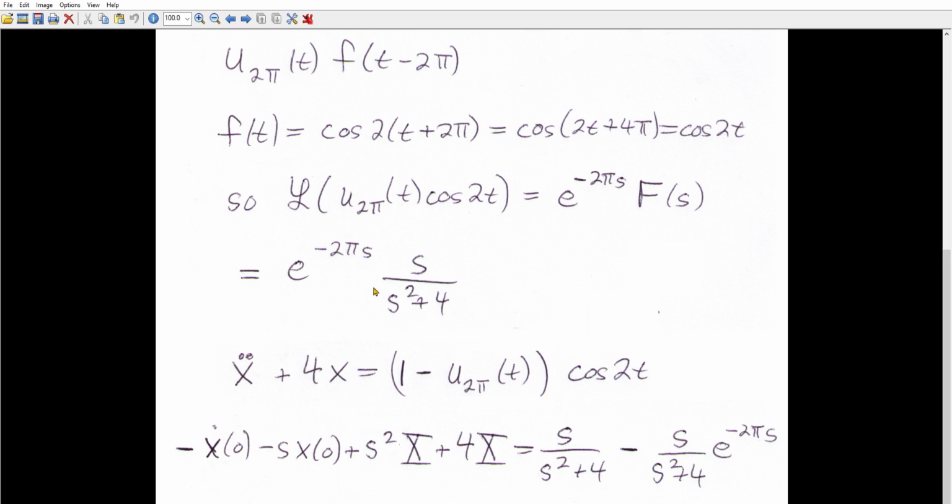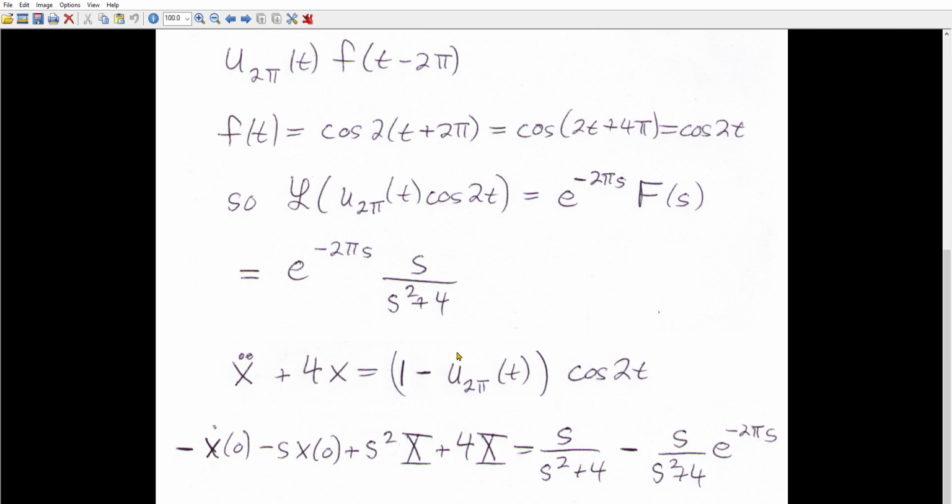So when we do the entire problem, we're going to transform the left-hand side, which transforms the same way we're used to. X double dot transforms as minus x dot of 0 minus s x of 0 plus s squared capital X. 4x transforms as 4 capital X. This piece is the transform of the cosine of 2t, which is s over s squared plus 4.